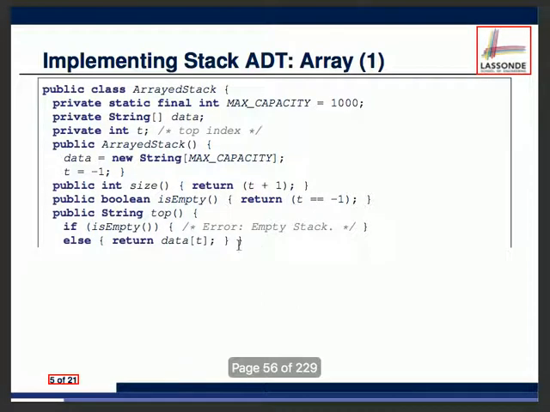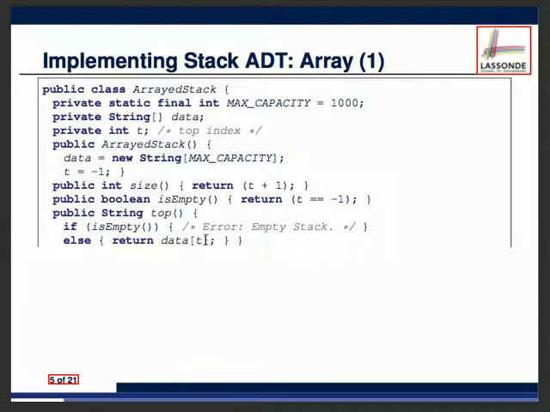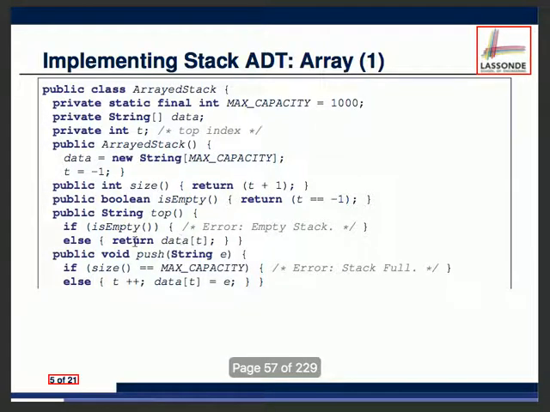And then for the top, now back to William's concern. You were talking about push, but top as well. If the stack is currently empty, you should throw an illegal argument exception. And then for top, you always return data at position T.